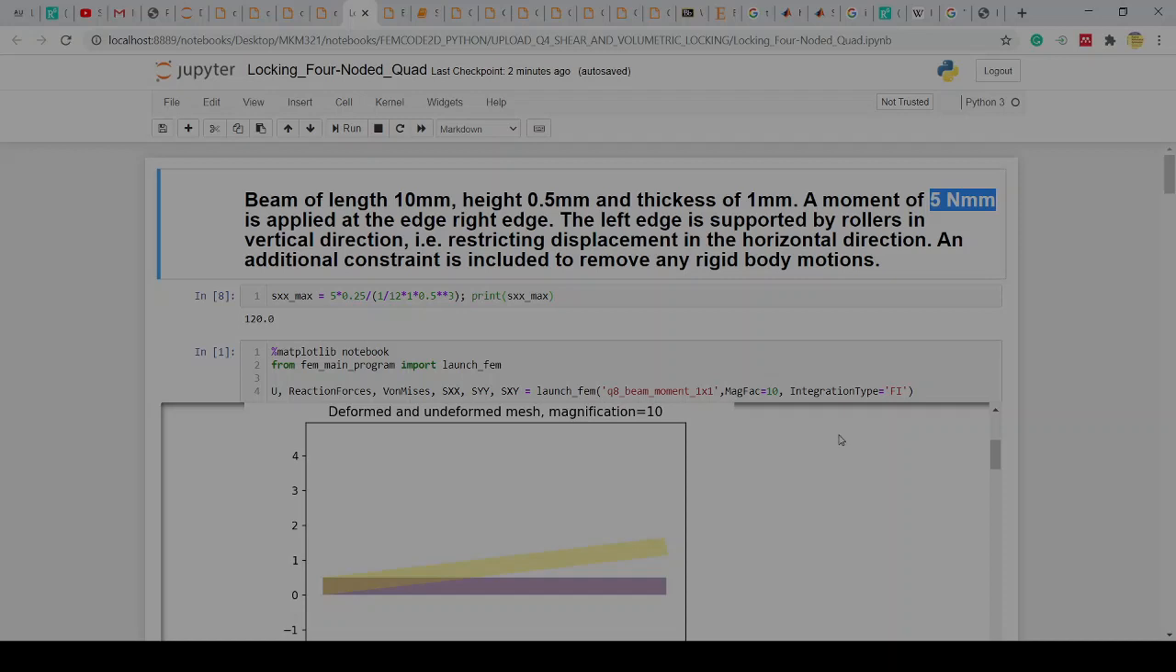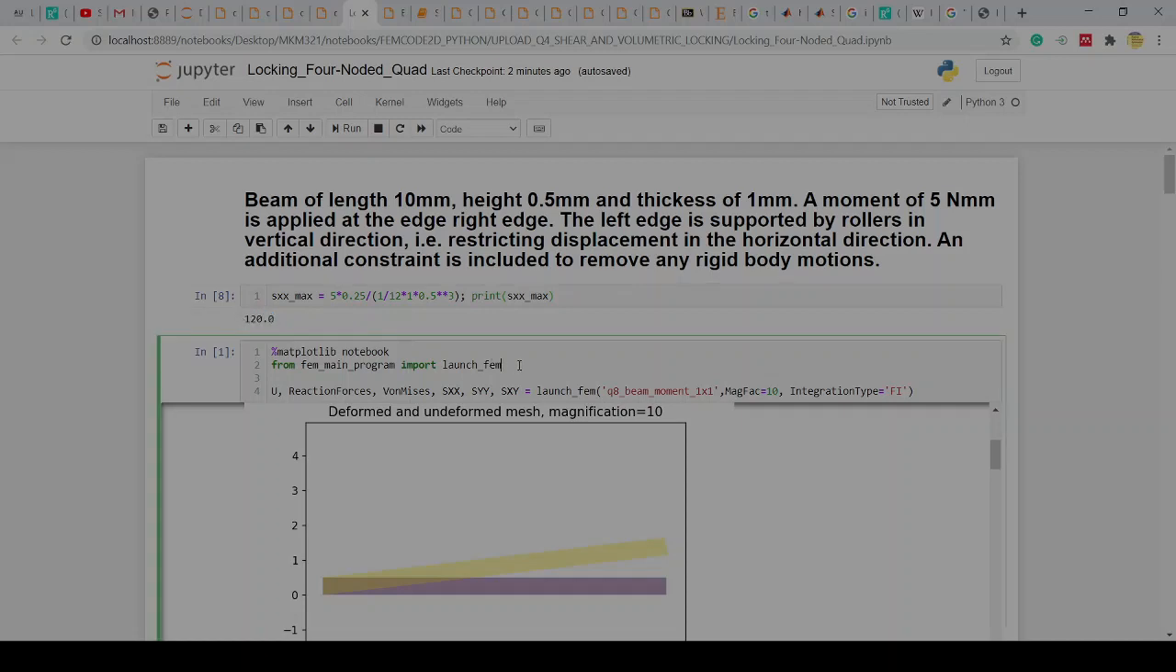We expect to see only sigma xx stress, sigma yy should be 0, and sigma xy should be 0. A pure bending moment, there's no shear involved in this problem. Here I've calculated quickly for you the expected megapascal solution that we're supposed to see. Maximum sigma xx is supposed to be 120.